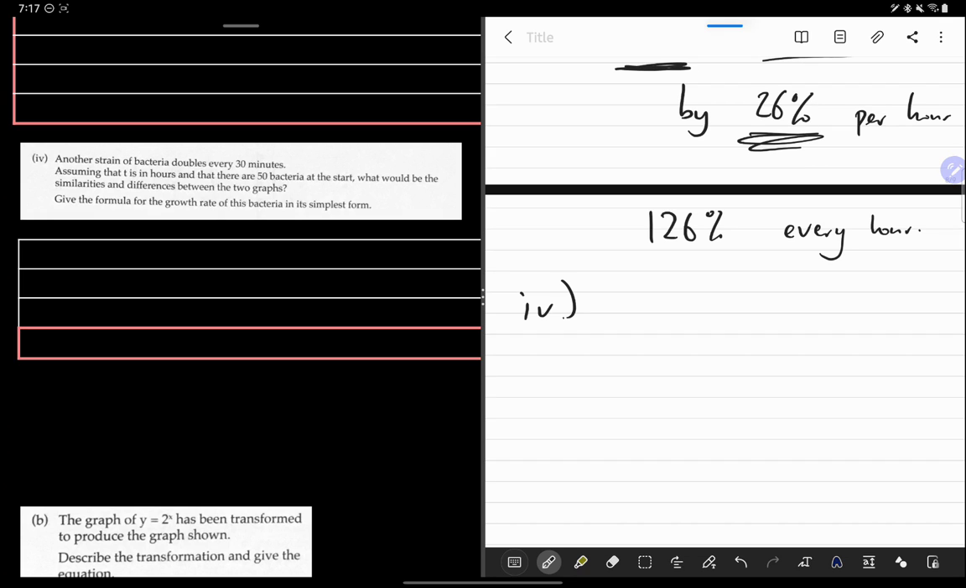Another strain of bacteria doubles every 30 minutes. Assuming that t is in hours still, and that there are 50 bacteria at the start, what would be the similarities and differences between the two graphs? And give the formula for the growth.